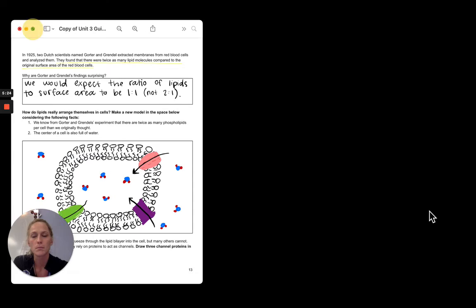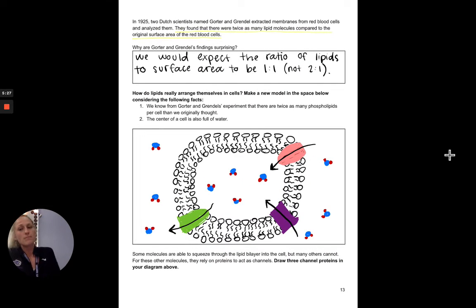I'll make this nice and big. All right. So in 1925, there was this famous experiment that was performed by two Dutch scientists. One was named Gorter and the other Grendel. They extracted membranes from red blood cells and they analyzed them.